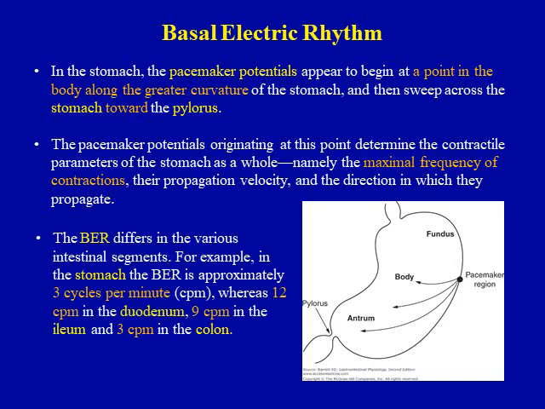The BER differs in various segments of the alimentary canal. For example, in the stomach, the BER happens at approximately a rate of 3 cycles per minute, in the duodenum 12 cycles per minute, 9 cycles per minute in the ileum, and 3 cycles per minute in the colon. This decrease in the number of cycles as we go down from the duodenum to the colon is important in the propulsion of chyme to more distal regions, as we'll see in the small intestine lectures.